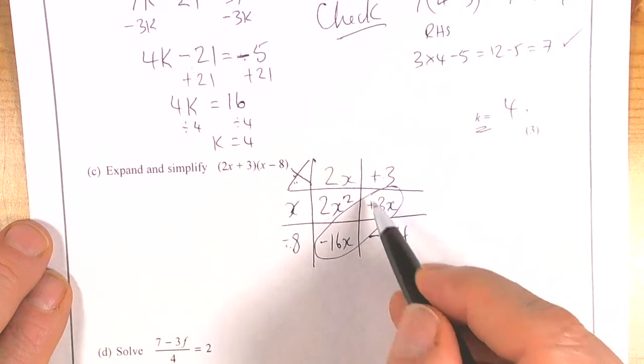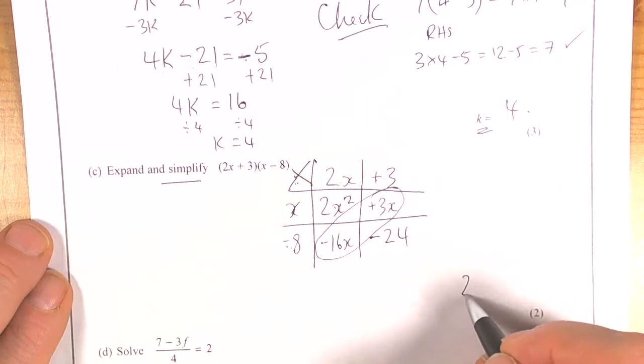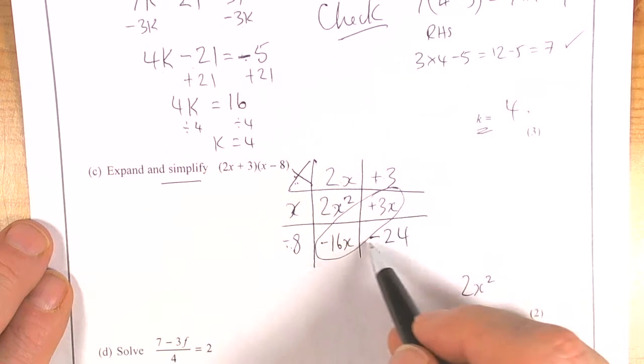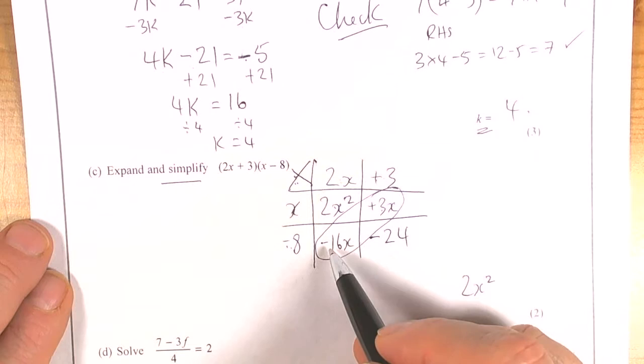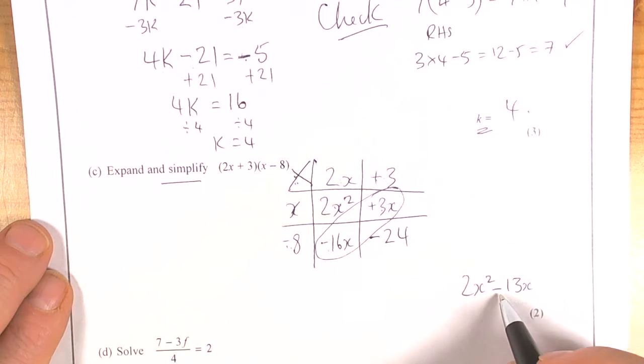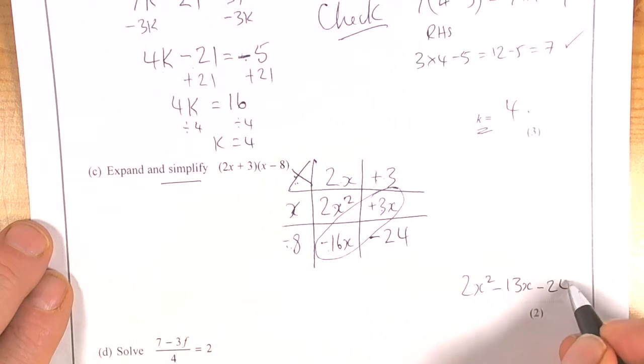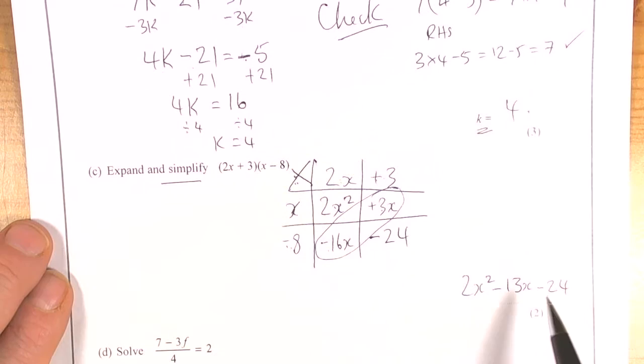We look for like terms to simplify down, because the question said simplify. We've got 2x squared, no more x squared to simplify down. We've got 3x take away 16x, which will leave you with negative 13x, so take away 13x, and we've got negative 24 at the end there, so take away 24. So that would be the expansion.